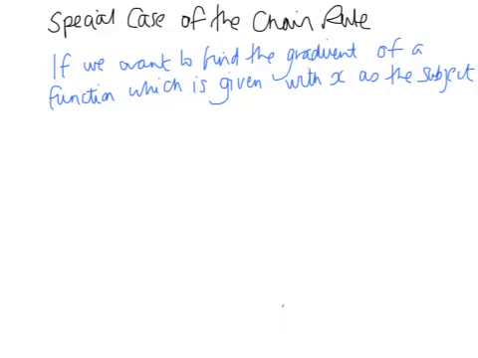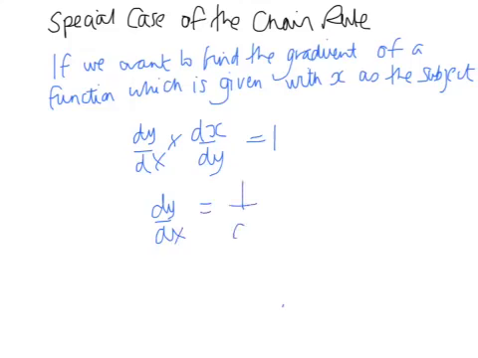In this video, I'm going to show you how to find the gradient of a function where it's given with x as its subject. We use a special case of the chain rule for this. We still need to find dy by dx, but we use the fact that dy by dx multiplied by dx by dy equals 1. So we can find dy by dx just by the reciprocal of dx by dy. And that's how we proceed with this kind of example.